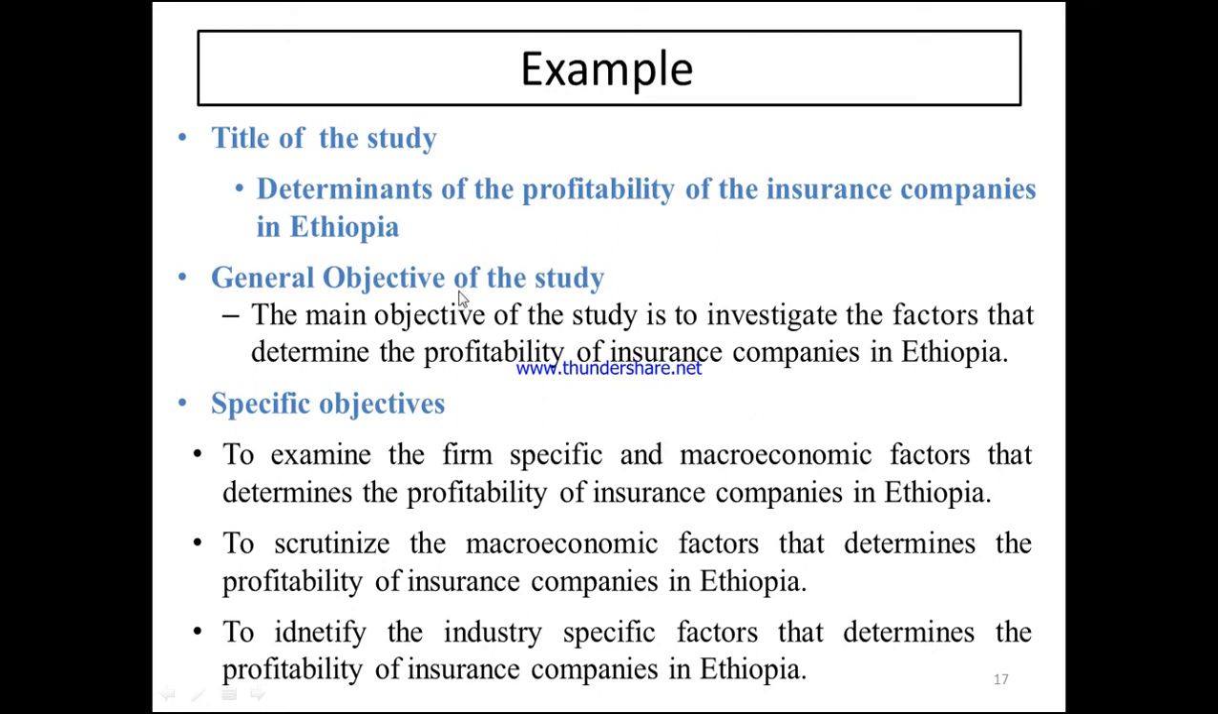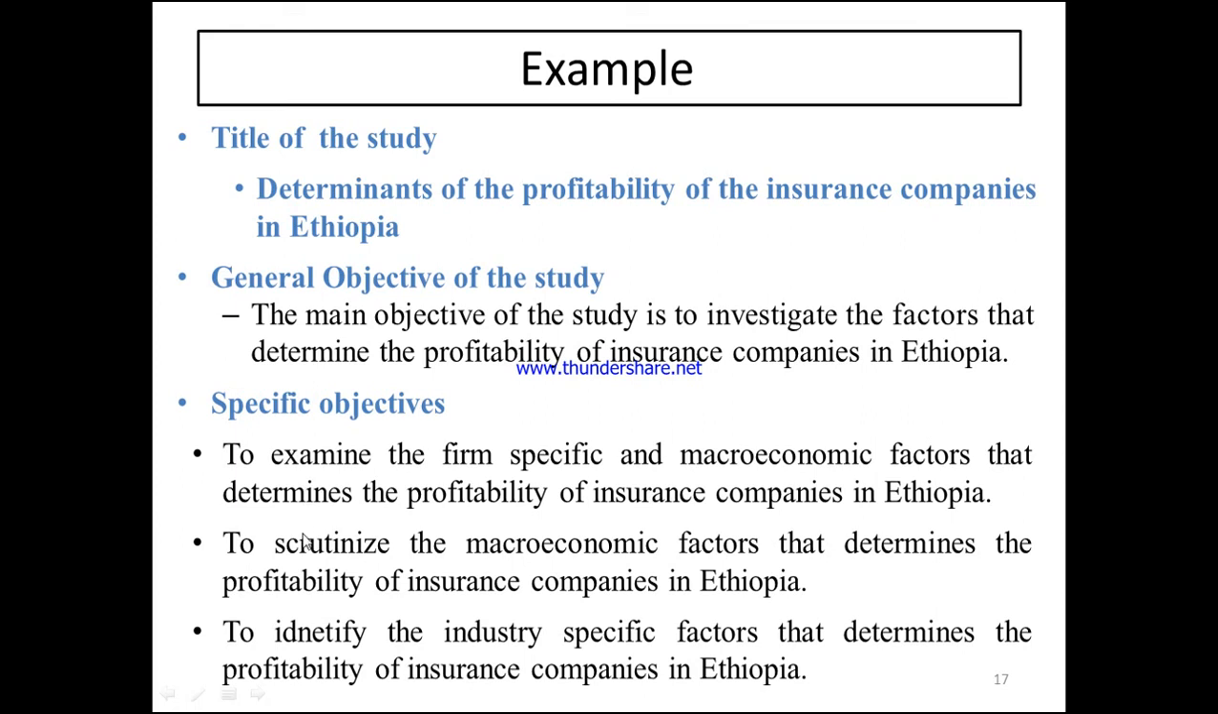So in order to address this general objective, what we are going to do specifically, we have three specific objectives. By the way, in terms of number, specific objectives should be from 3 up to 5. It shouldn't be beyond 5, and it shouldn't go below 3. So here we have 3 specific objectives for our study. The first one is to examine the firm specific and the macro specific factors that determine profitability of insurance companies in Ethiopia.